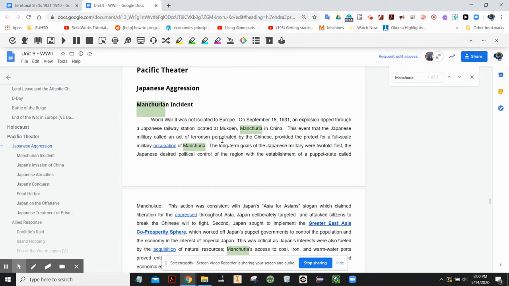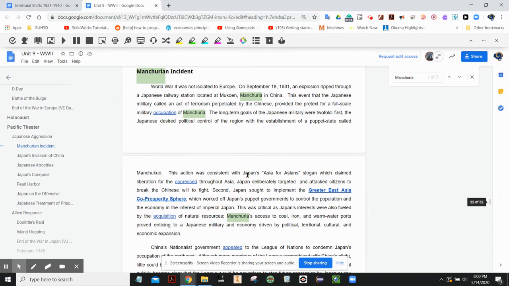Now, I have to read this, so give me a few seconds to read it, and we'll go back through the who, the what, and the why. World War II was not isolated to Europe. On September 18, 1931, an explosion ripped through a Japanese railway station located in Mukden, Manchuria in China. This event that the Japanese military called an act of terrorism, perpetrated by the Chinese, provided the pretext for a full-scale military occupation of Manchuria.